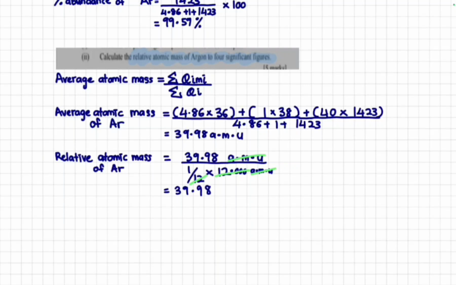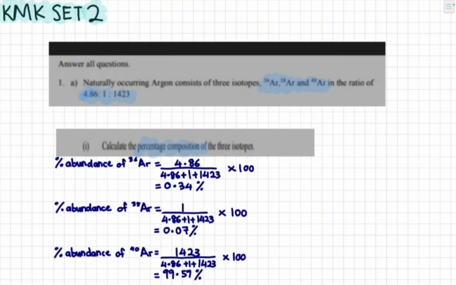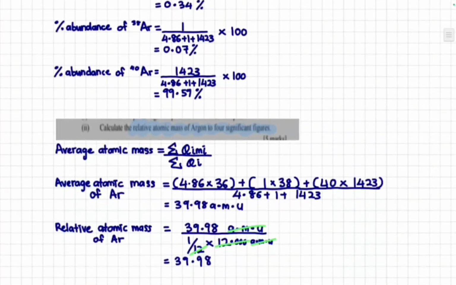The first one is argon-36 times the relative abundance, which is 4.86. How we get this is from the first question just now, from the ratio that the question has given us. So we just apply the formula and then we can get the answer 39.98 with the unit AMU.